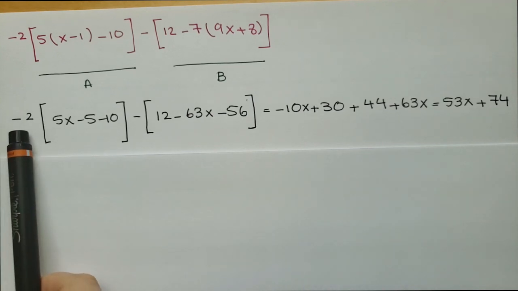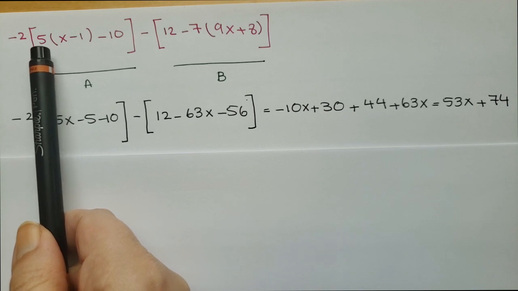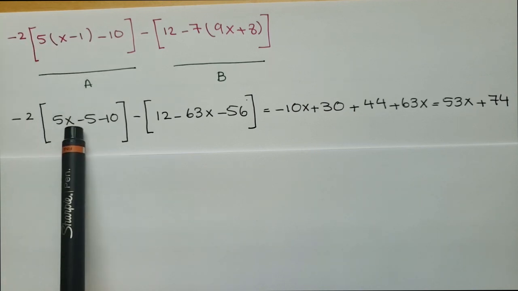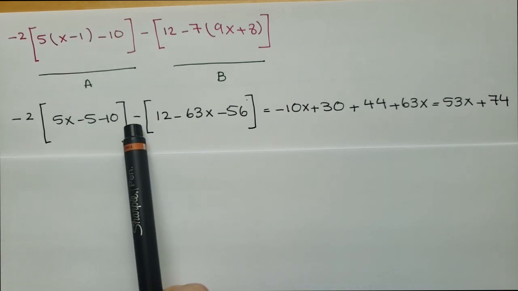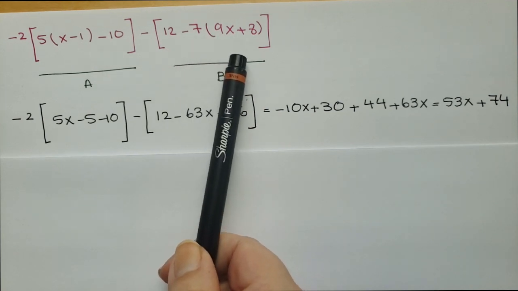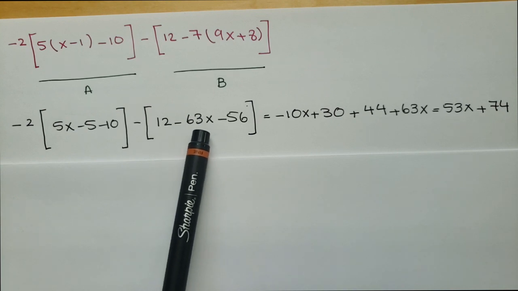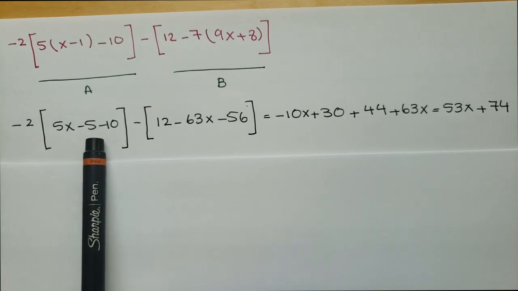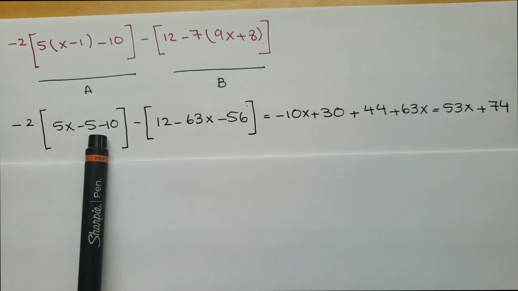So I keep -2 and I start simplifying inside the square bracket. The 5 is multiplied by this, 5x minus 5, and then I have -10 stays here. This negative sign I just keep, and I try to simplify inside the big square bracket. So that would be 12 minus 63x minus 56. Now inside each bracket can be simplified. So it's 5x minus 15.